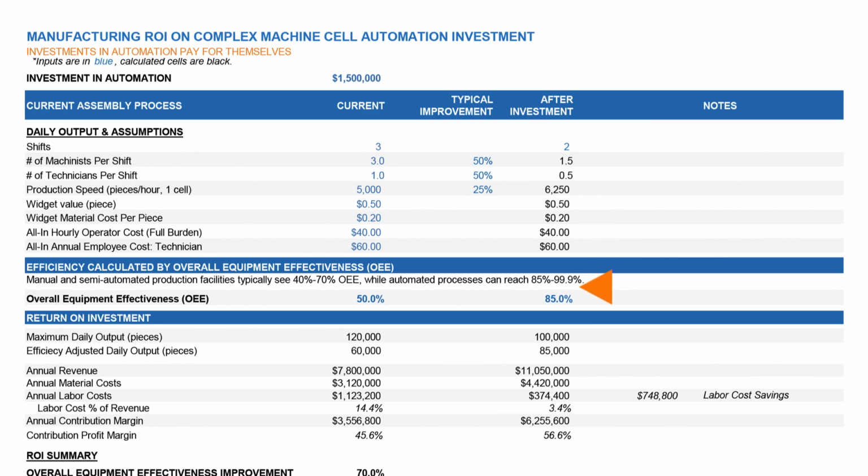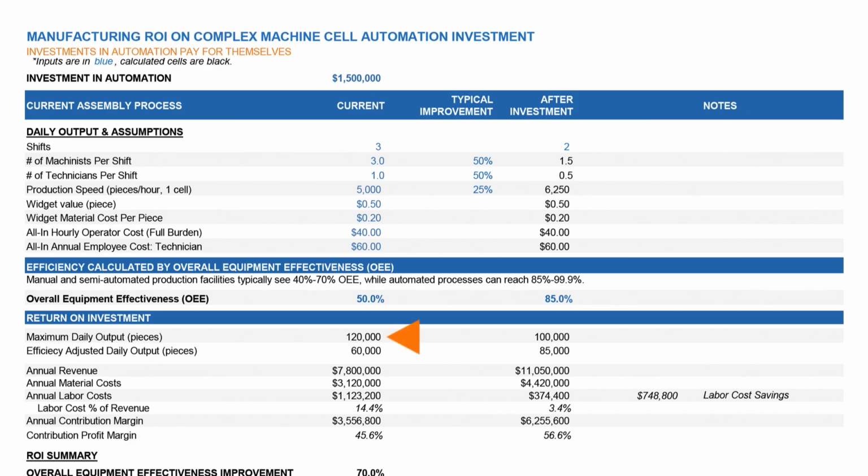So now here are the stats after the investment, and your OEE has gone up from 50%. With automated processes, we can reach anywhere from 85 to 99% OEE. For this example, let's put it conservatively at 85%. So now you see it calculates your maximum daily output of pieces.